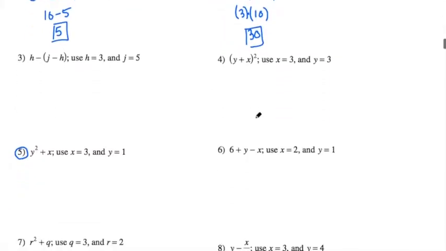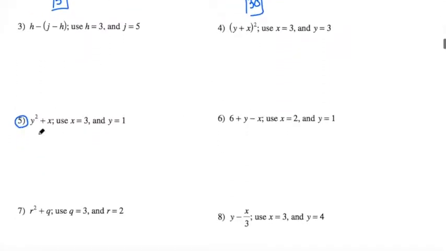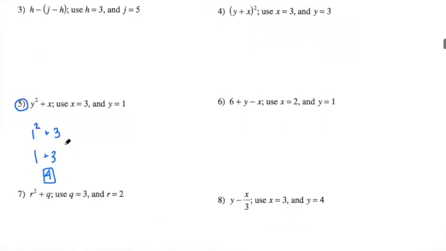Okay, let's look around at some different examples here. In number 5, we have a square going on here. So we're going to replace x with 3 and y with 1. So we have y, which is 1, squared, plus x, which is 3. So 1 squared, 1 times 1 is 1. And we add 3 to that to get a total of 4. So when x is 3 and y is 1, the expression y squared plus x is equal to 4.